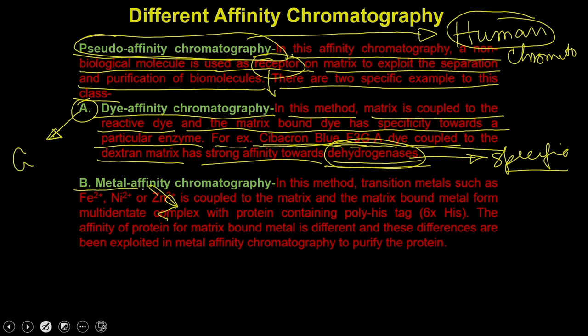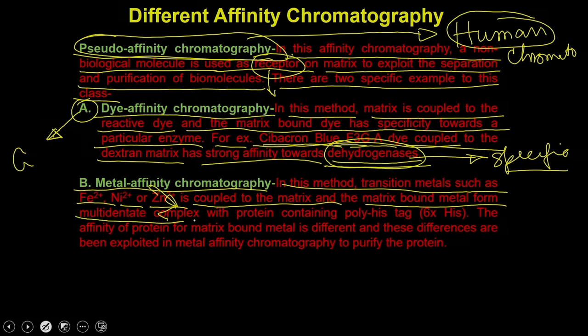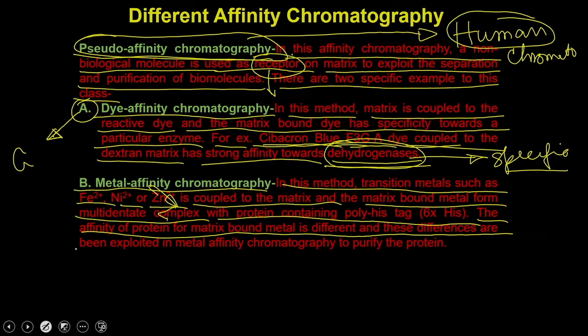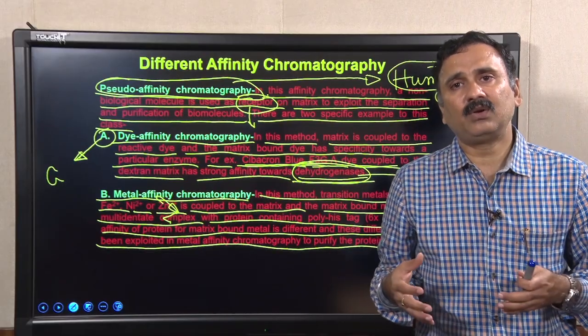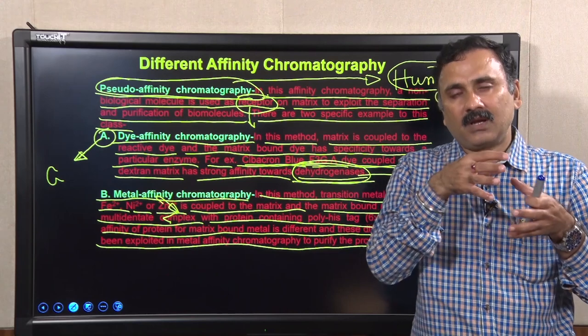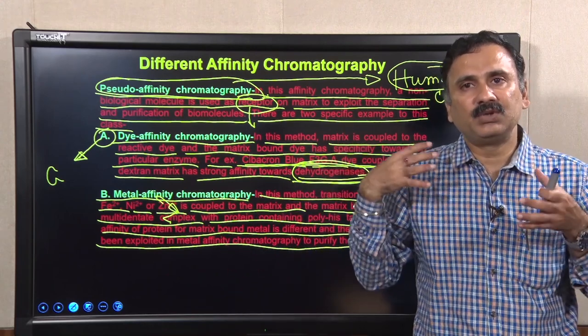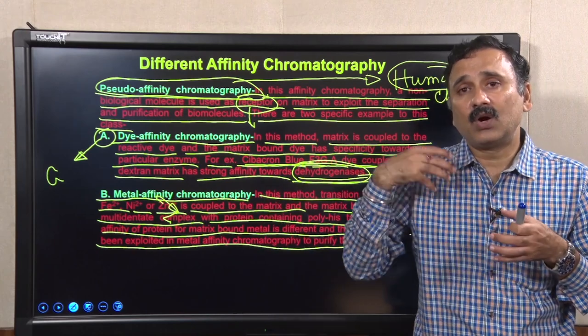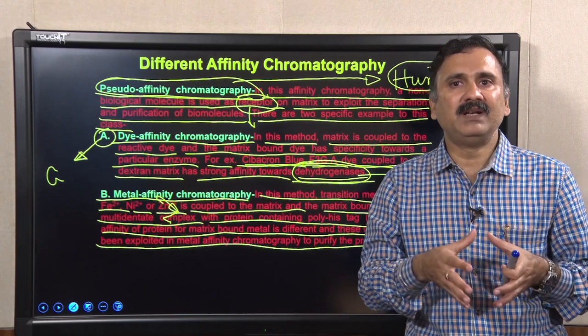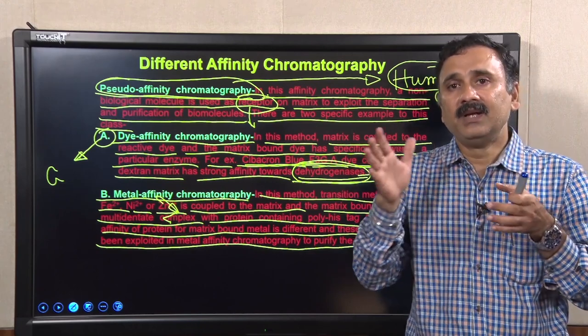Now you have metal affinity chromatography. In this method, transition metals such as iron, nickel or zinc are coupled to the matrix, and the matrix-bound metal forms a multidentate complex with a protein containing a polyhistidine tag. The differences in the affinity of proteins for the matrix-bound metal are exploited in metal affinity chromatography to purify the protein. So in metal affinity chromatography, the metal is coupled to the matrix, and when it couples to the matrix, it acquires a very exclusive affinity for a protein which has histidine tags.